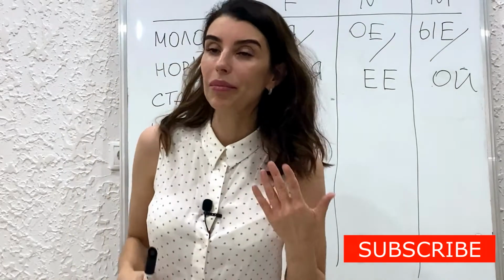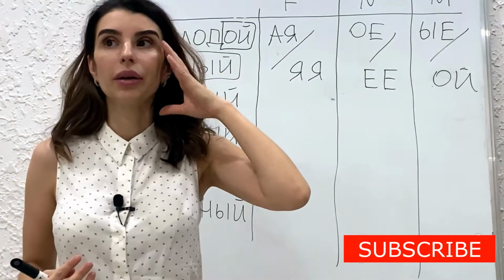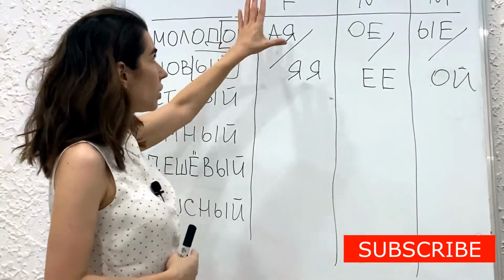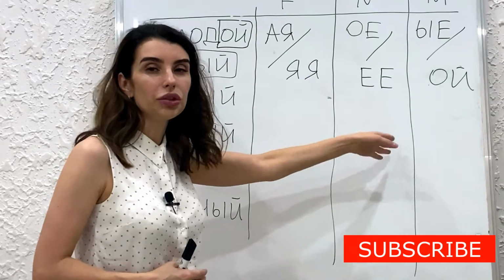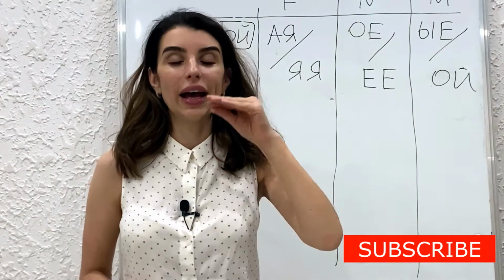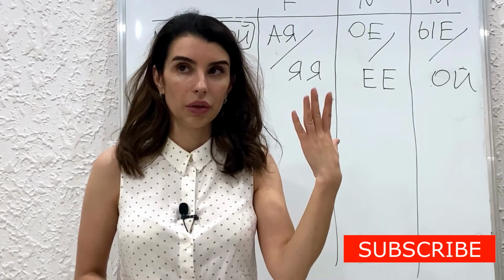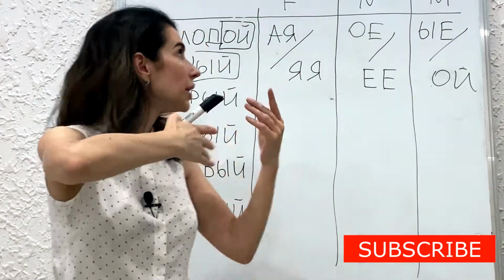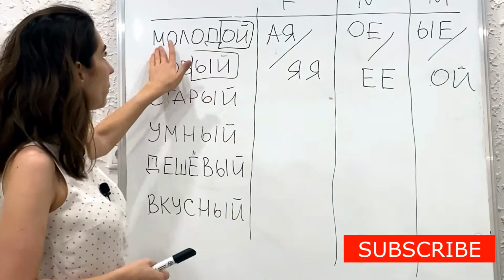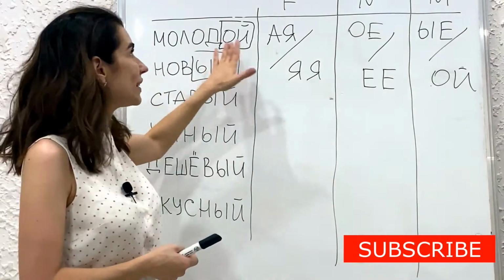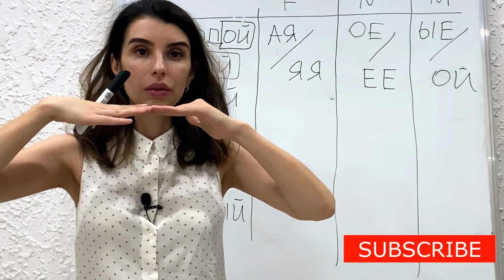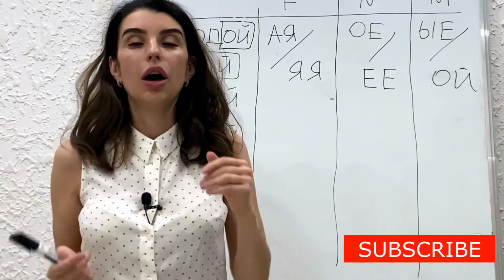Why? If you remember, nouns can be different. They can be female, neuter, or male. So you should understand that if the noun is female in Russian, the adjective will be with the ая or я ending. So, for example, молодой will be changed to молодая if you use it close to a female noun. Do you understand?